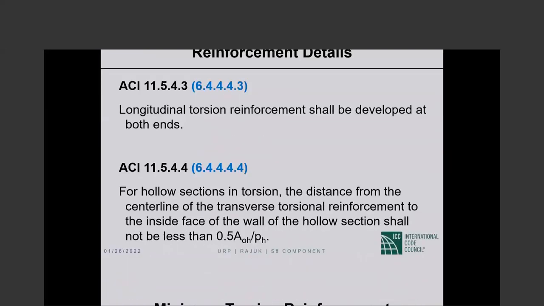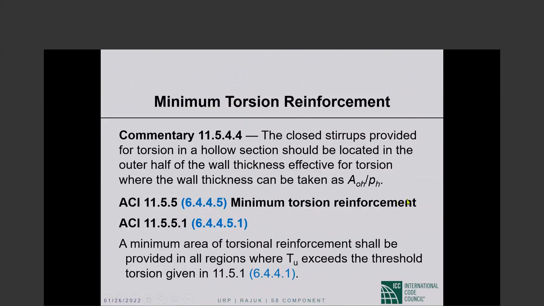There is a commentary to that which is more understandable. The closed stirrups provided for torsion in a hollow section should be located in the outer half of the wall thickness, effective for torsion, where the wall thickness can be taken as A sub 0 H over P sub H. That's what we are trying to do. Closed stirrups provided for torsion in a hollow section should be located in the outer half of the wall thickness, effective for torsion. Okay. Minimum torsional reinforcement.